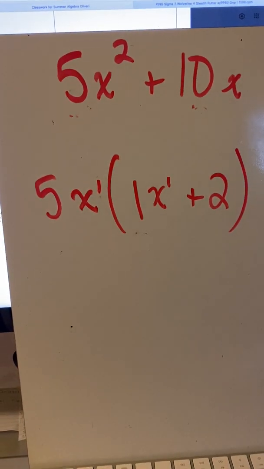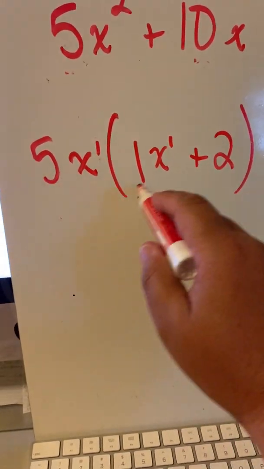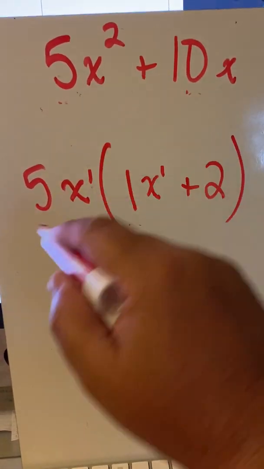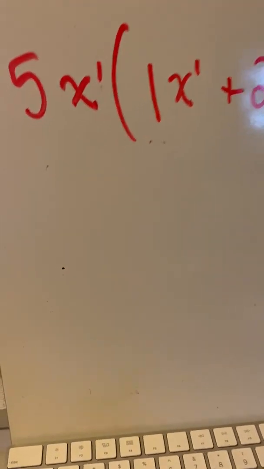Okay, 5x to the first times the quantity of 1x to the first plus 2. 5 times 1 is 5, x times x is x squared. 5 times 2 is 10, x times 2 is x up there.